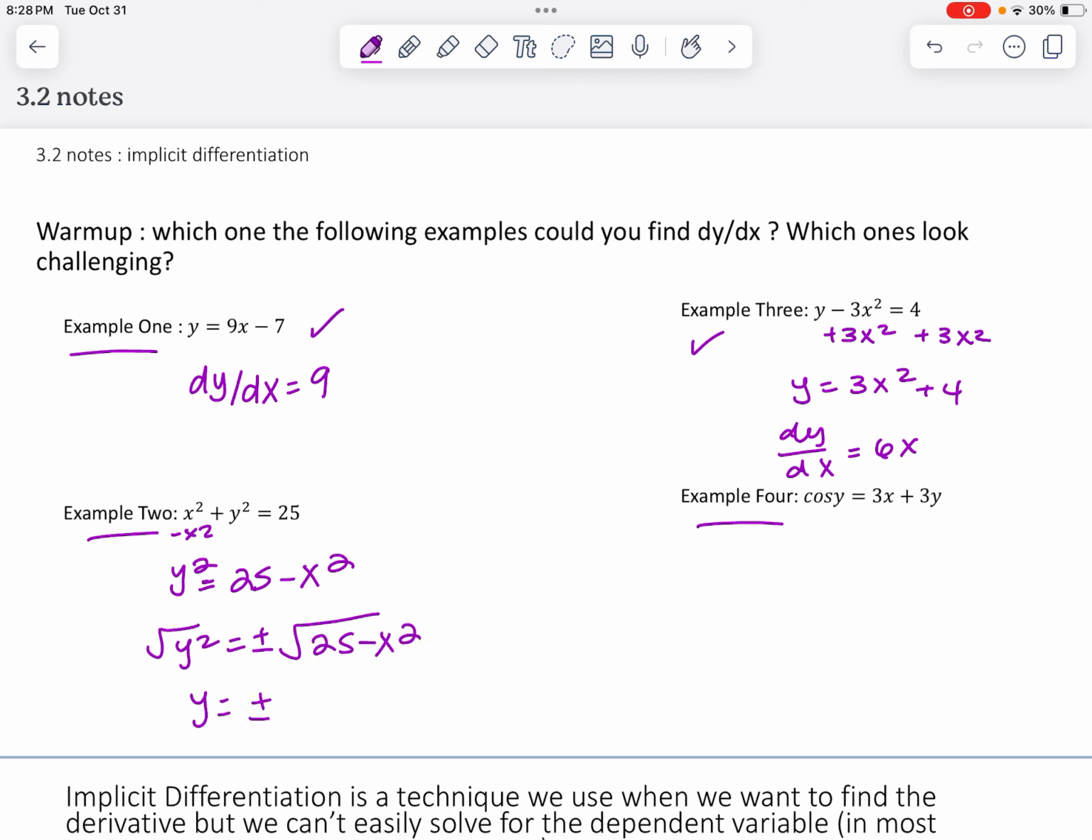But if you do square root both sides, on the left side over here, you have to include plus or minus, and that just makes things really complicated. And so, yes, I solved for y, and I could find the derivative of that, but because of that plus or minus, that's just more complicated.